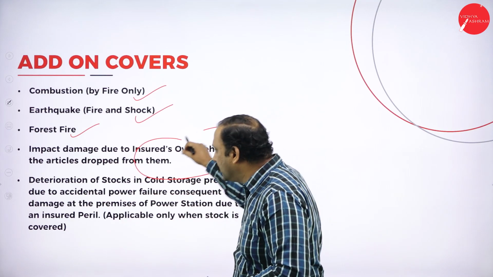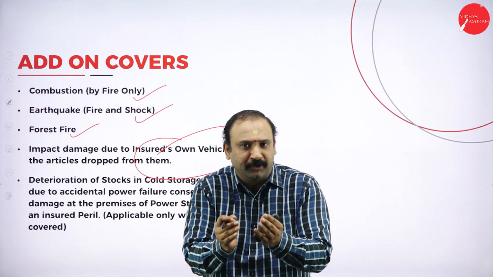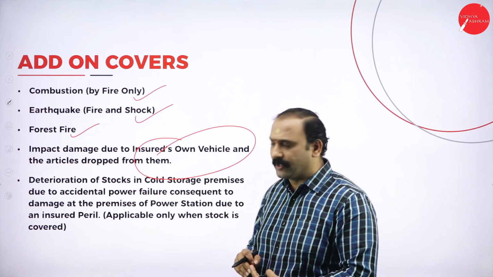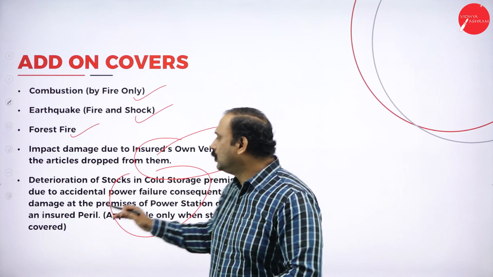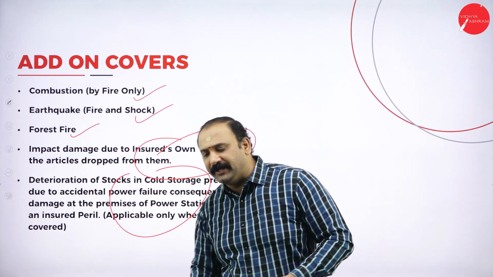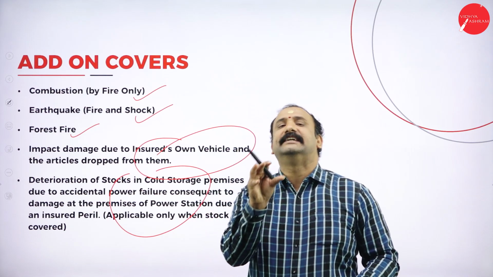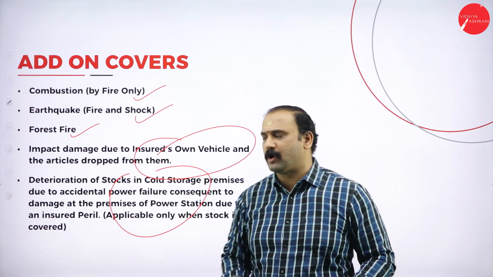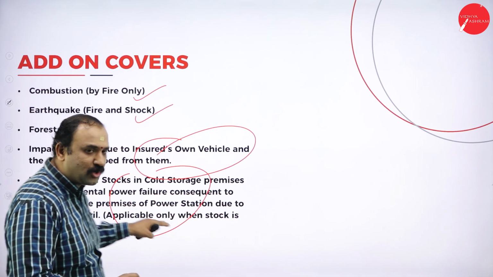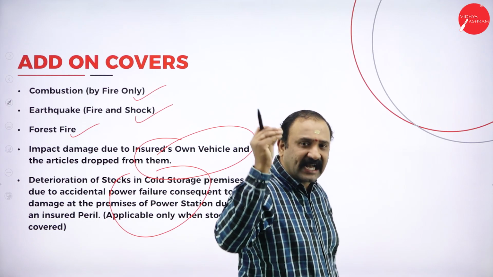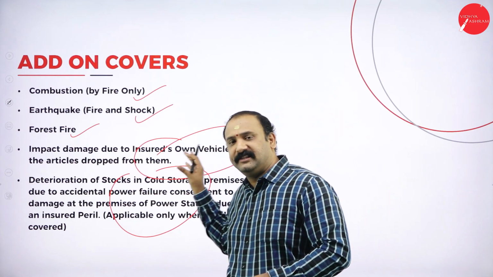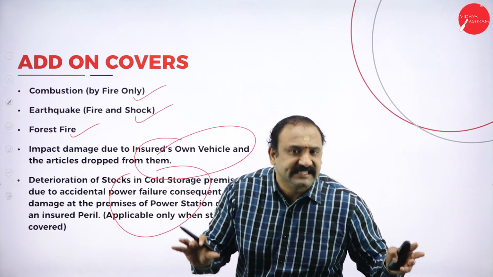Impact damage due to the insured's own vehicles, or articles dropped on them. Yes, if any kind of damage happens to your transport or movement vehicle, that also will be taken into account. Deterioration of stocks in cold storage premises due to accidental power failure: you can take an additional coverage for that. Here it is applicable only when the stock is covered. So when the stock is covered and there is an accidental power failure, or some sort of short circuit that happens, you can take an add-on, a coverage extra to the fire policy.